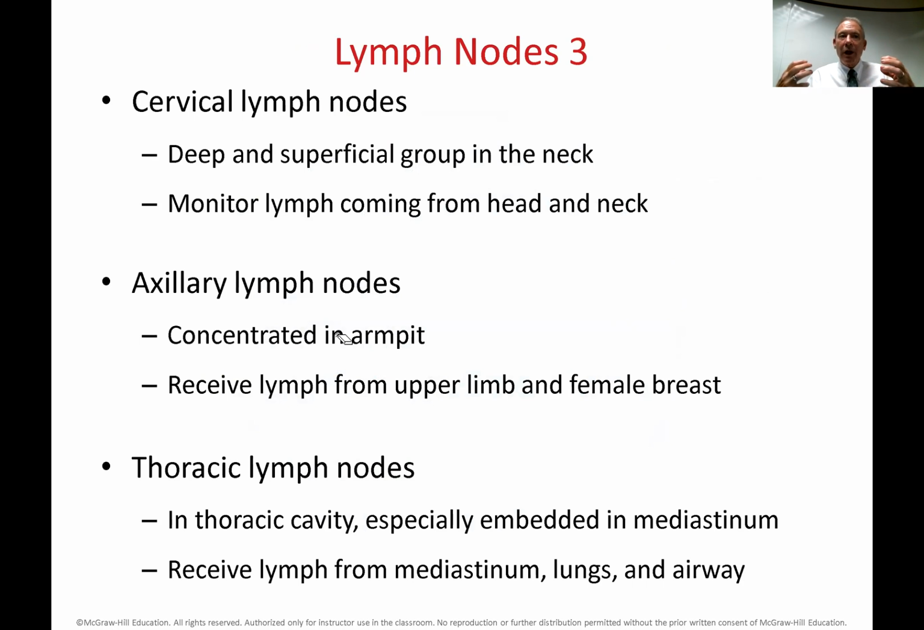When they get swollen, as they will when they're fighting an infection, or unfortunately, if they're filled up with cancer, they get swollen and feel enlarged and tender and painful. So those are in the neck. The axillary lymph nodes are in the armpit, or axilla, portion of the body. The thoracic lymph nodes are within the thoracic cavity, particularly that subsection right in the middle called the mediastinum.